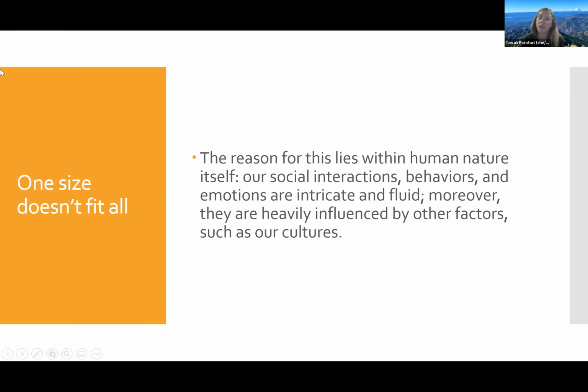All right, so when we lean into making sure that the social and emotional learning that we are teaching in our classroom is through a culturally responsive lens, we know that one size doesn't fit all. Right, our social interactions, our behaviors, our emotions are intricate, they're fluid, and they are heavily influenced by other factors, such as our own culture, which means that we need to switch things up all the time. We need to engage in dialogue, engage in lessons, engage in how we are teaching, right, the strategies, so that we're able to reach as many students as possible.